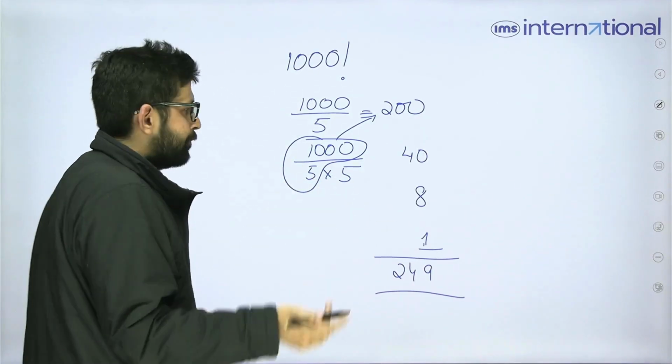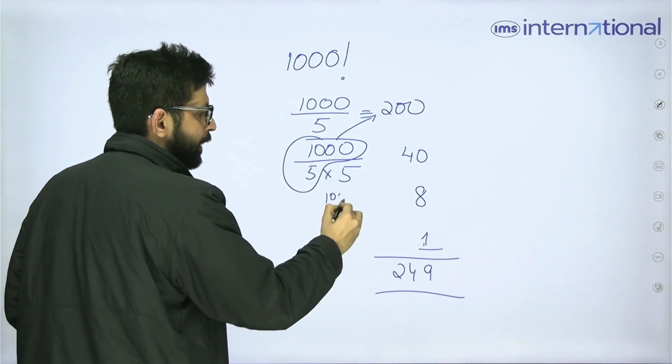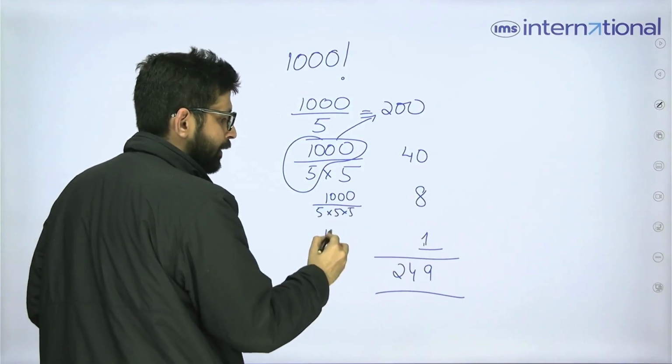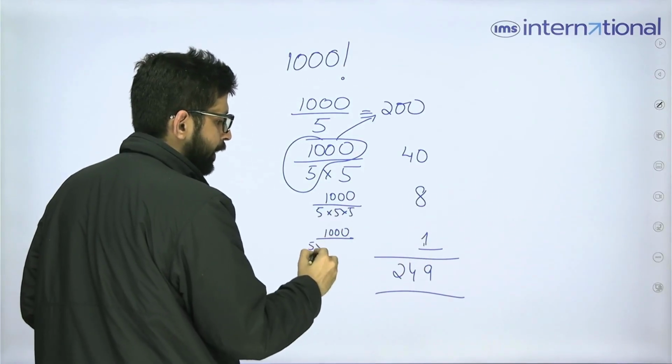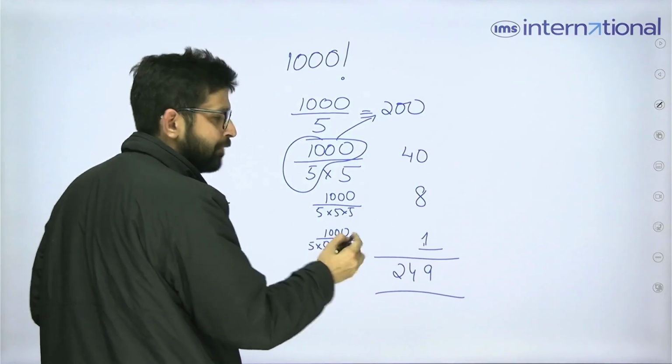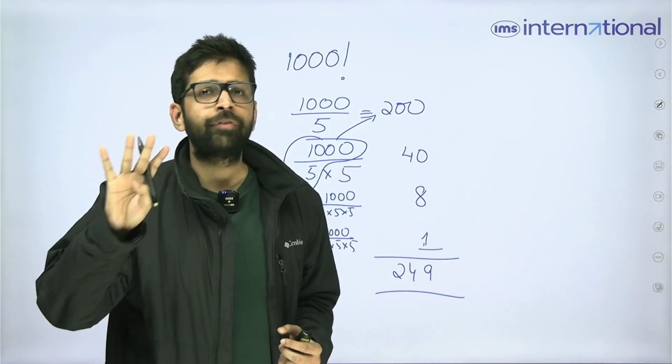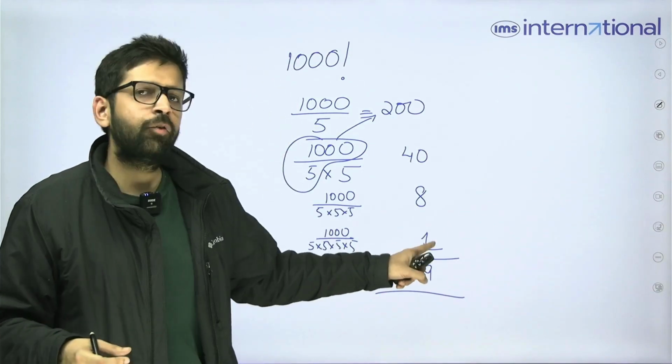Just for your clarification, this 8, how did I get? 1000 over 5 into 5 into 5. And how did I get this 1000 over 5 into 5 into 5 into 5? That is 625. So any multiple of 625 will contribute 4 5s. And therefore we are getting one such multiple.